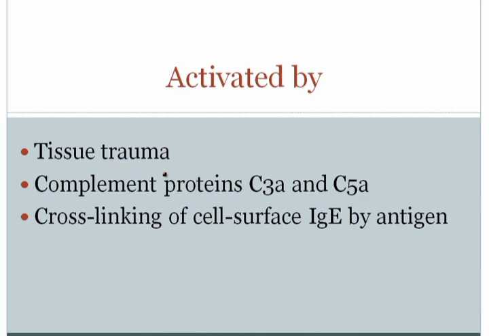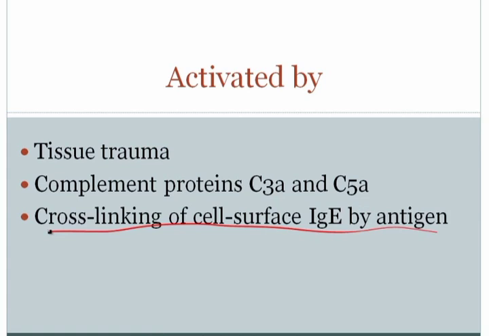The second way by which mast cells can be activated is by the complement proteins C3a and C5a. C3a and C5a are byproducts of the activation of the complement system. We'll talk about them in more detail in a few minutes. However, it's important to bear in mind here that these 2 proteins, C3a and C5a, activate mast cells. And the third way, perhaps the one that we're most familiar with, is cross-linking of surface IgE by antigen.